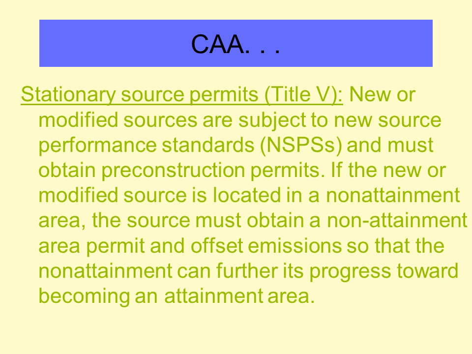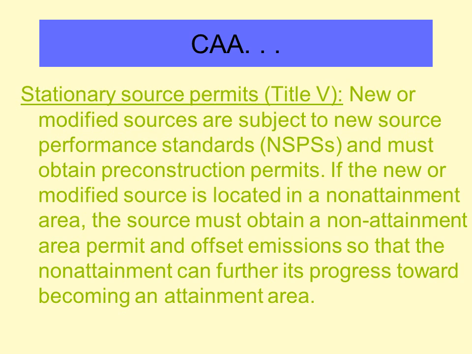And this is all accomplished through what they call pre-construction permits. So you get the permit that tells you what you have to do and what you're allowed to do. If the new or modified source is in a non-attainment area, it's even more strict. You have to, in that case, get a non-attainment area permit, and you have to manage to offset emissions to make sure you're reducing enough to help the non-attainment area make sure it doesn't get worse.